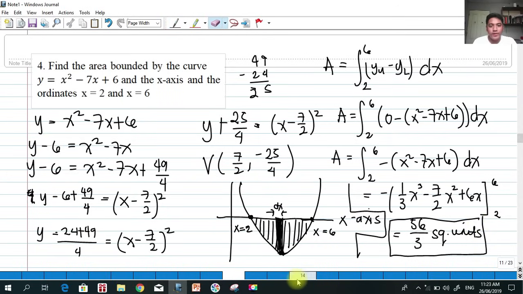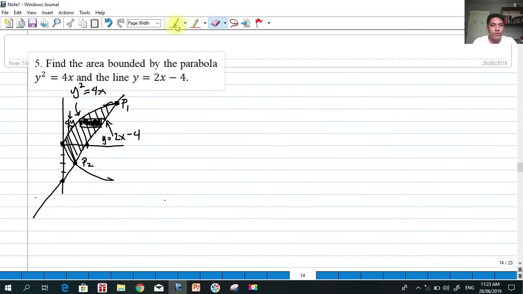Okay, so let's try another example. Here we already have a drawing. Find the area bounded by the parabola y squared equals 4x and the line y equals 2x minus 4. As you can see, we have already graphed the parabola and the line. This is the line 2x minus 4 and this is the parabola with a vertex at 0, 0 opening to the right. So we need to use the horizontal strip. You can use either vertical or horizontal here, but it's much easier to use the horizontal strip.